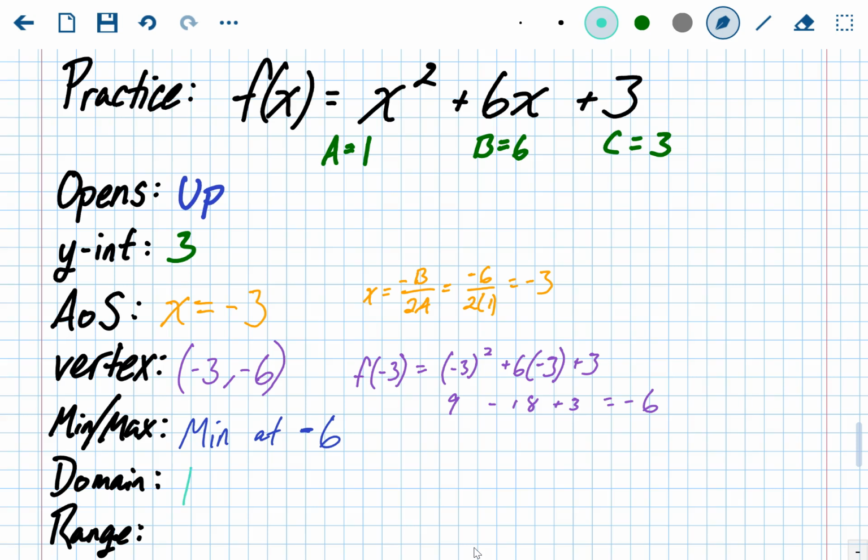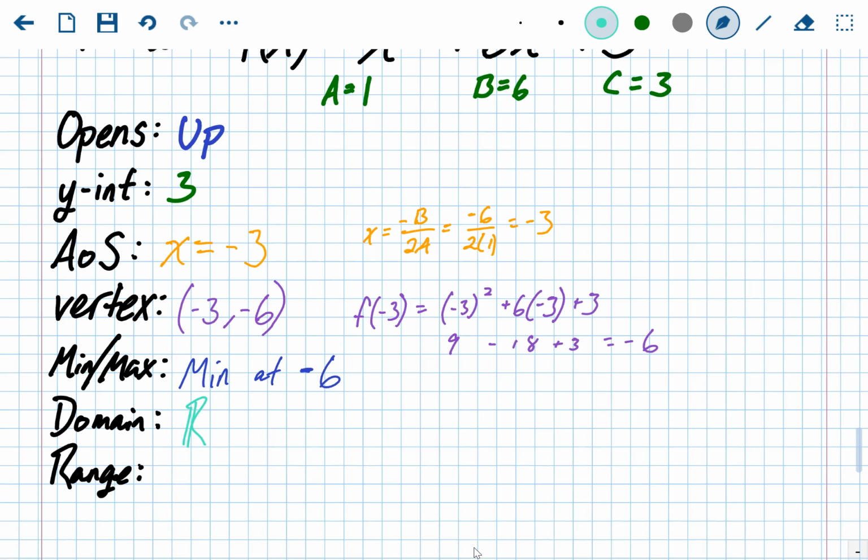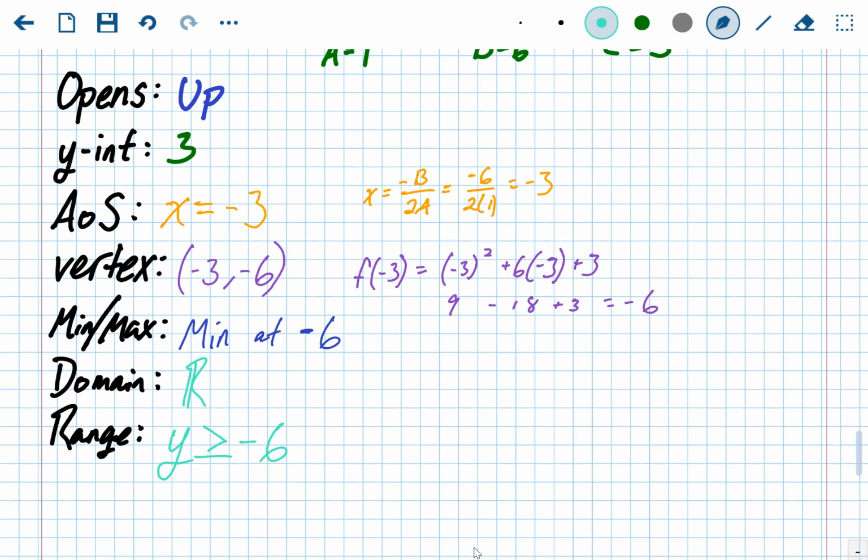And lastly, domain and range. Domain, all real numbers. The range, if we have a minimum at negative 6, that means all our values are going to be bigger than negative 6. So all of our y values are going to be greater than or equal to negative 6. And again, you could write these as intervals, negative infinity to infinity for the domain, [-6, infinity) for the range.